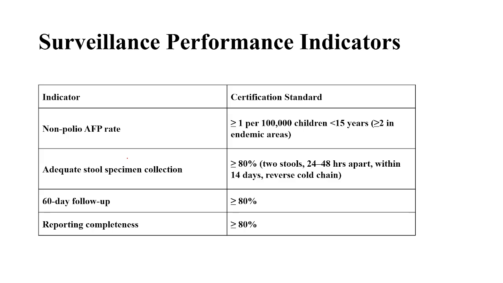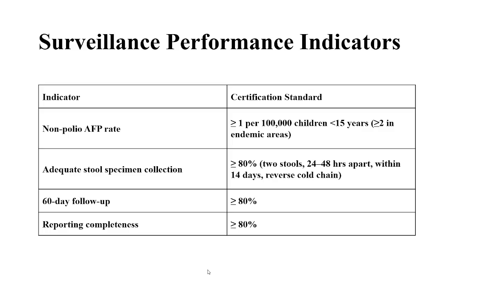I have 1 per 100,000 children less than 15 years, 2 in endemic areas. Adequate stool specimen, that is 80%: two stool samples, 24 to 48 hours apart, using reverse cold chain. 60 days follow-up was done for 80% and completeness was reported.